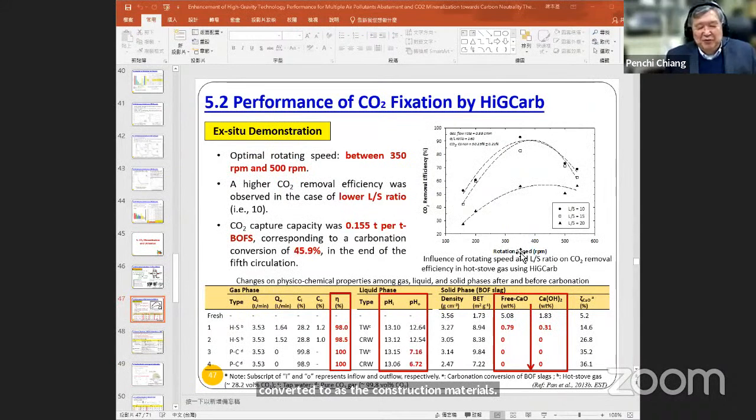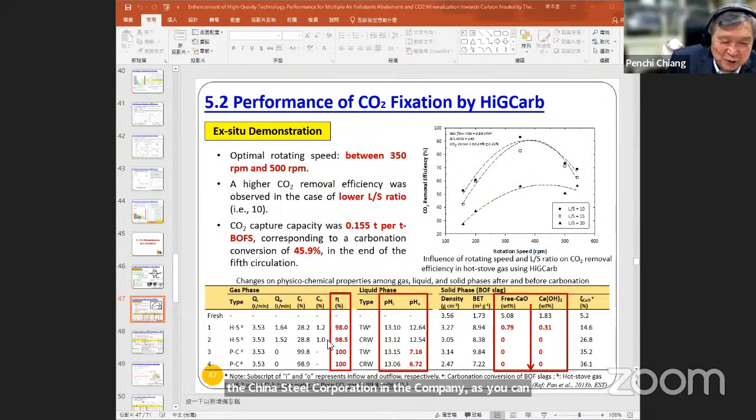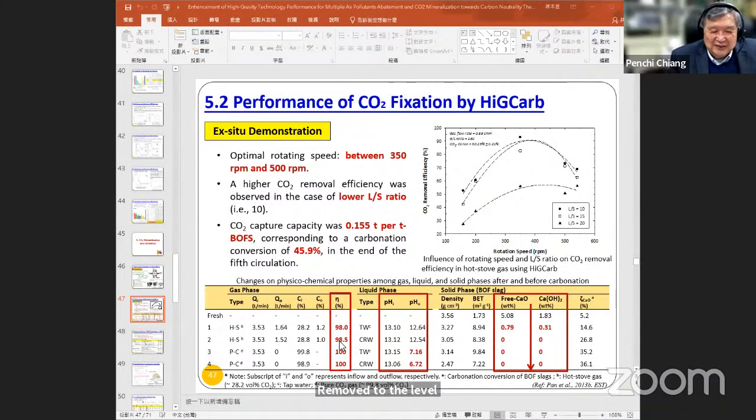For the previous study, we utilized this concept and demonstrated it at the China Steel Corporation. As you can see in the table shown here, based on our research work, the carbon dioxide can be removed to the level of 99%. This is quite successful. And here you can see the liquid phase: the pH value starts from 12, then is converted to 6. On the other hand, you can see the solid phase.